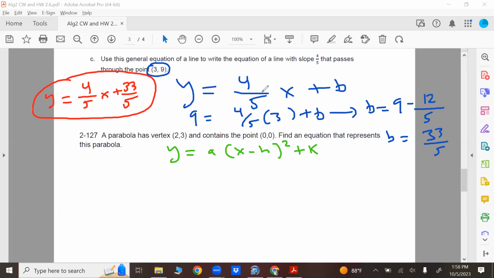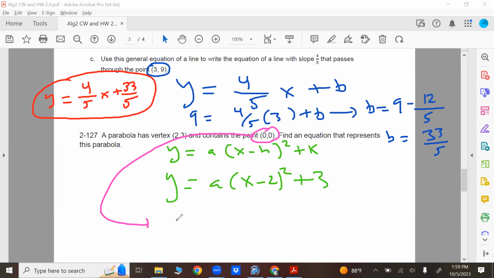What's h and k here, guys? 2, 3. Perfect. y equals a times x minus 2 squared plus 3. And how would I solve for a? Like 0, 0 in the equation. Totally, 100% correct. Very nice. So 0 equals 4a plus 3. A should be negative 3/4, I think.